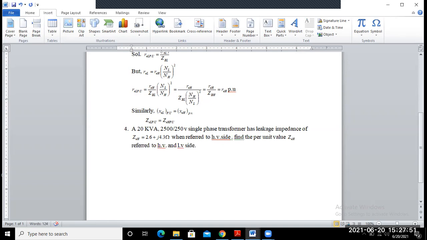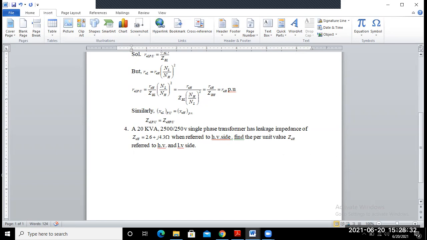So how can we solve this problem? The power rating given is 20 kVA. The voltage ratings of the HV side and LV side are 2500 volt and 250 volt, single phase transformer. The leakage impedance ZEH on the high voltage side is given as 2.6 plus j4.3 ohm, referred to the HV side. Find the per unit value of ZEH referred to the HV side and LV side.